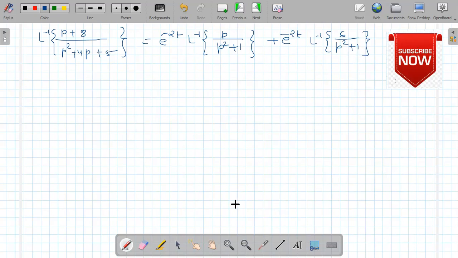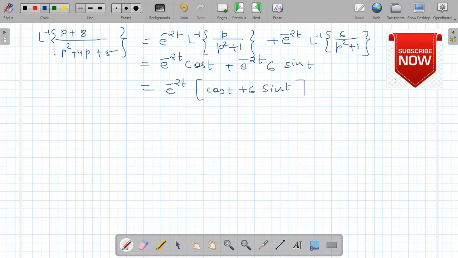Now you can write the Laplace inverse of p upon p square plus 1 is cos t, and this is, 6 will come outside, just sin t. e raised to power minus 2t can be taken common, cos t plus 6 sin t. That's all.